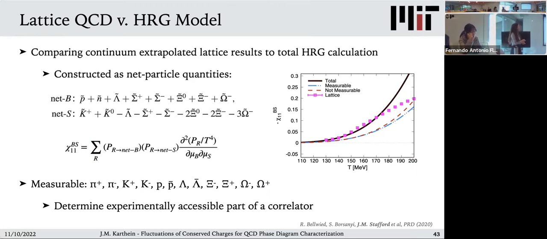So our cross-correlators are constructed as all net particle quantities. This is going to be, for example, for the net baryon, particle minus antiparticle for each of these states. So what we have here are the definitions of the measurable quantities. These are, in principle, the ones which are most typically measured in the experiment: the pions, kaons, protons, and the sigmas.